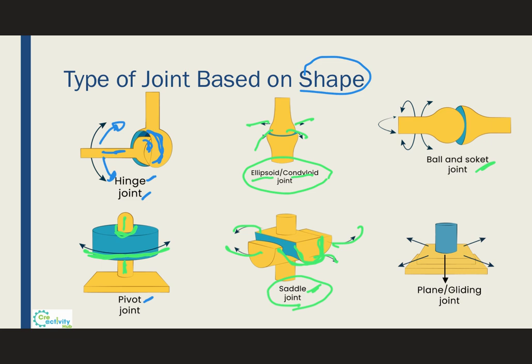An example of the condylar joint is the wrist joint, and an example of the saddle joint is the metacarpal joint of the thumb, and we will talk more about this coming up.